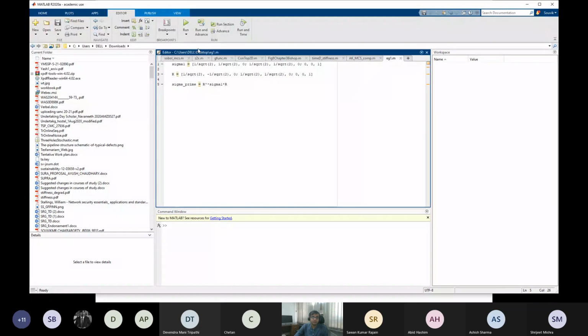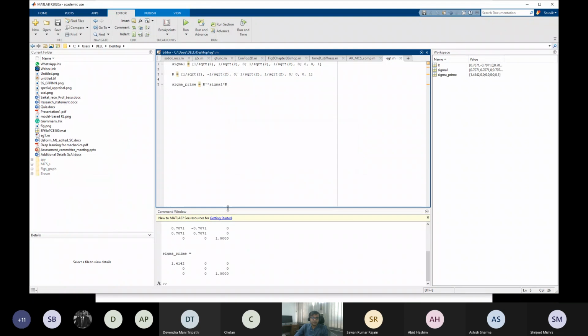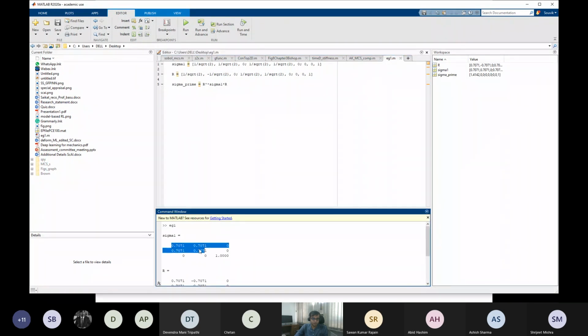Okay. So now I'm running it. I have to change the folder. And this is your answer. So you see sigma 1 was this one, 1 by 0.7071 is 1 by root 2, 1 by root 2. This is my R. This was minus 1 by root 2. So that is there. And sigma prime, you are getting this one.